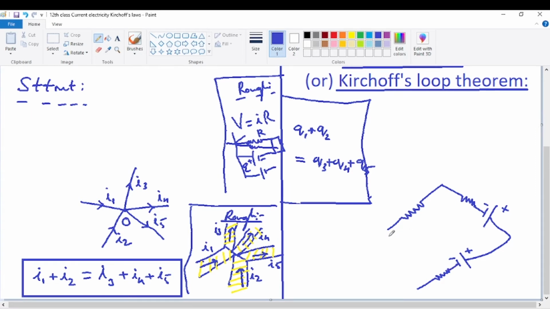This way, and a separate resistor. Now here for each cell a separate resistor, a small resistor is shown. It actually denotes the internal resistance of the cell. Now let this separate resistor.